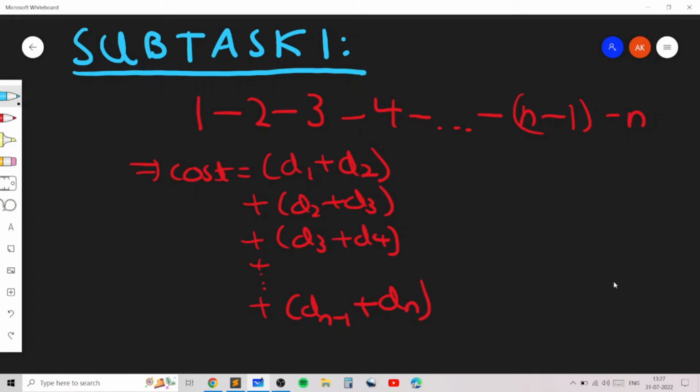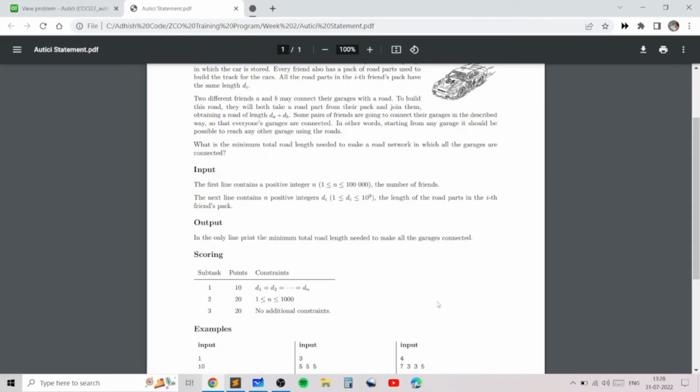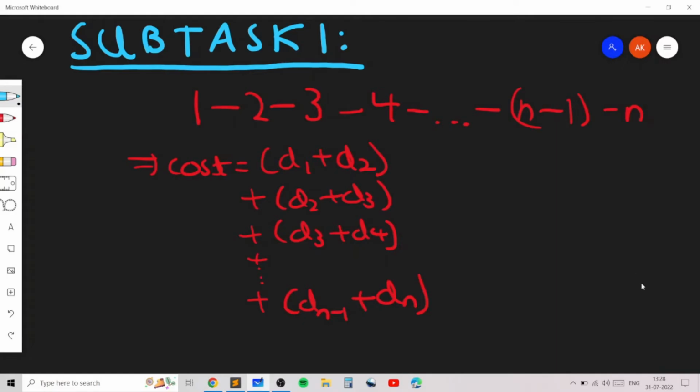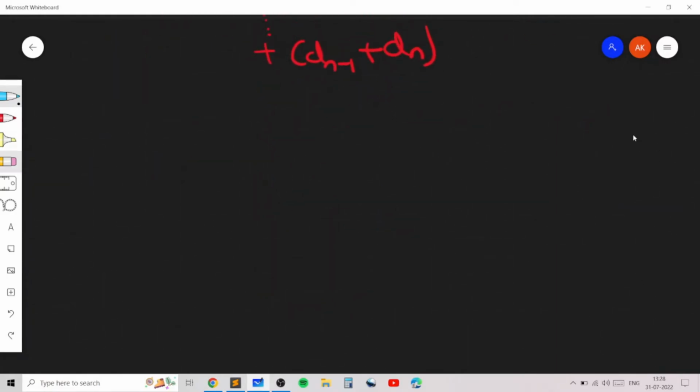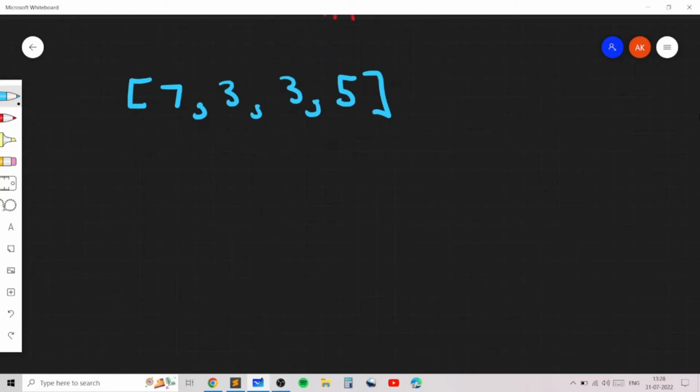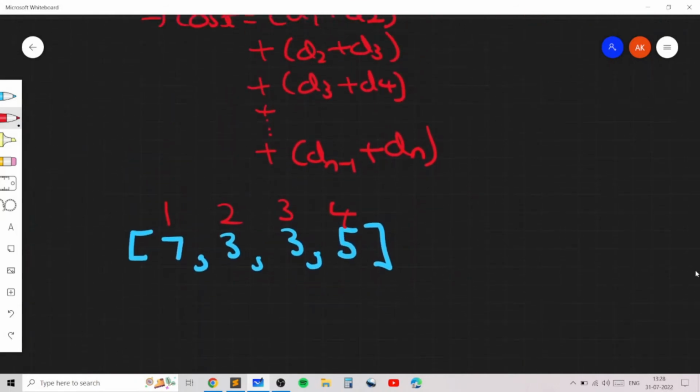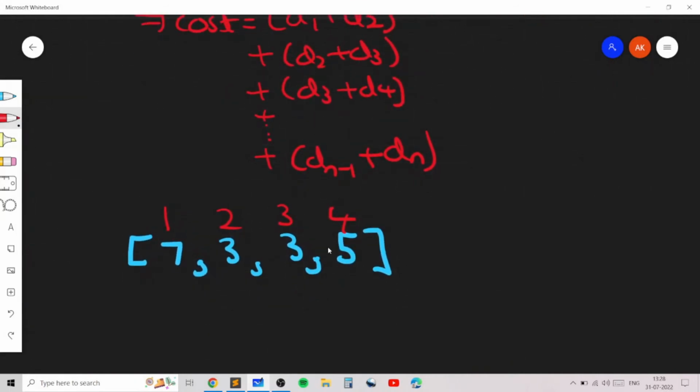We'll just print this expression. Now let's consider the next example, which is subtask 2 or subtask 3. In the next example, where we have the elements 7, 3, 3, 5, the costs are not equal, they are different. So over here, the strategy may be slightly different. We need to consider an optimal method to connect all the garages. One possible method is to do what I just said, to connect 1 to 2, 2 to 3, 3 to 4. That will give a cost of 10 plus 6 plus 8, which is 24, which is not optimal. There is a better solution.